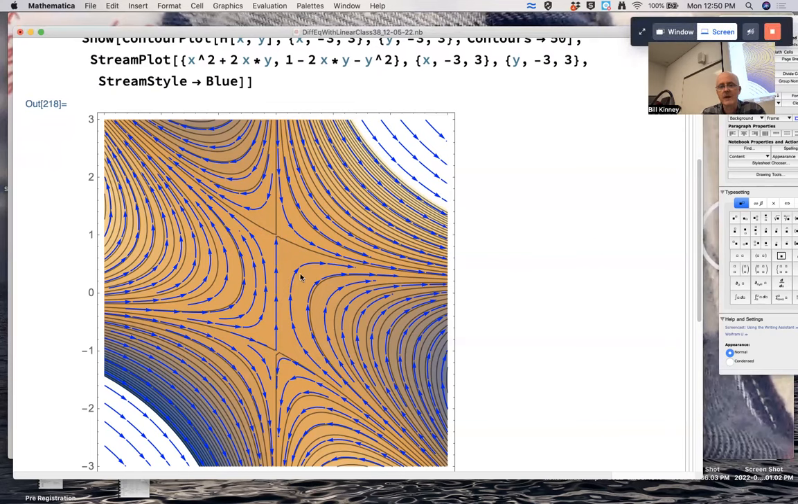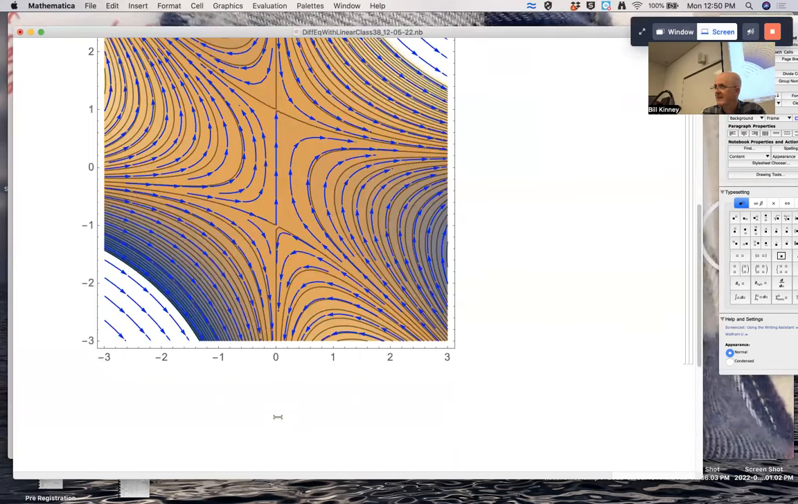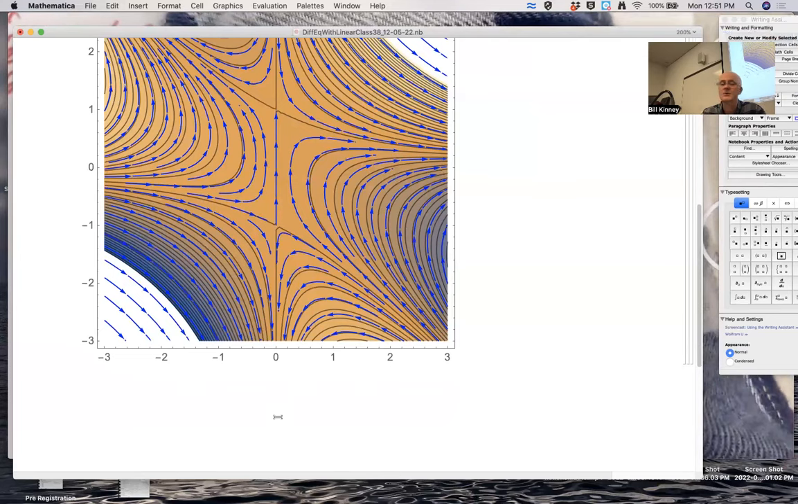Most solutions in the long run head off to the right over here, to the left and upward over here, or downward this way. And the separatrices separate the plane into different behaviors of those solutions as t goes to infinity.